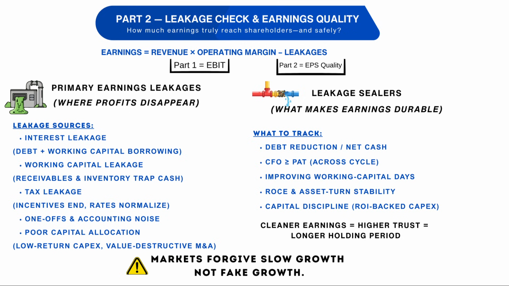So the question is not whether EBIT is growing or not. Of course, that's the important part. But the real question is how much of that EBIT is safely reaching our shareholders. Now, what are the primary earning leakages? The first one is interest leakage.